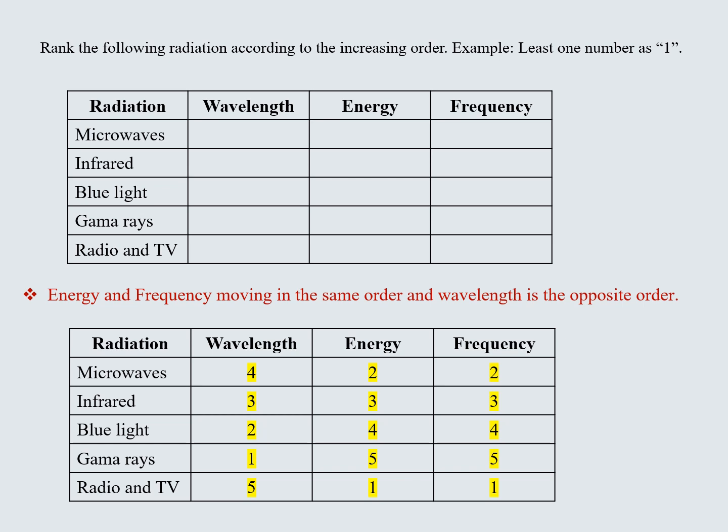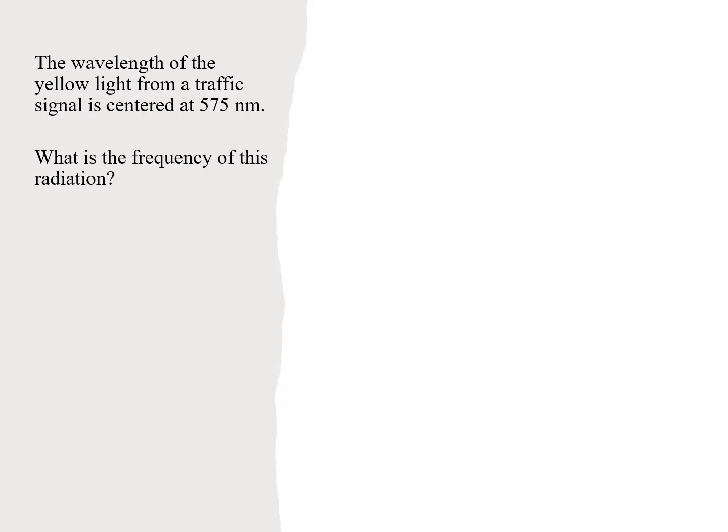Let's go and find out some other calculations using the electromagnetic spectrum. The next calculation: the wavelength of the yellow light from a traffic signal is centered at 575 nanometers. What is the frequency of this radiation? Here the nanometer value, or the wavelength value, is given, and we need to calculate the frequency.